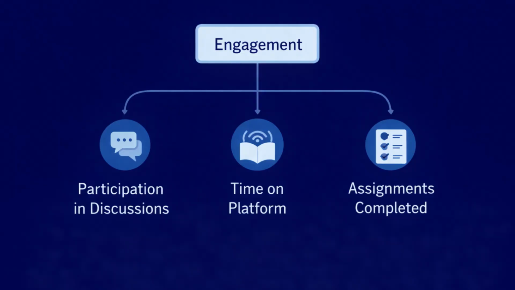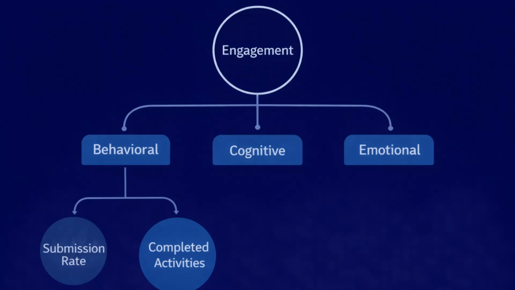Here is a third example that helps students see how a construct becomes variables without collapsing into a single indicator. Suppose the construct is engagement in an online learning environment. In this study, engagement is defined as a combination of behavioral participation, cognitive effort, and emotional investment in learning activities. Behavioral participation could be represented by variables such as assignment submission rate or completion of learning activities.